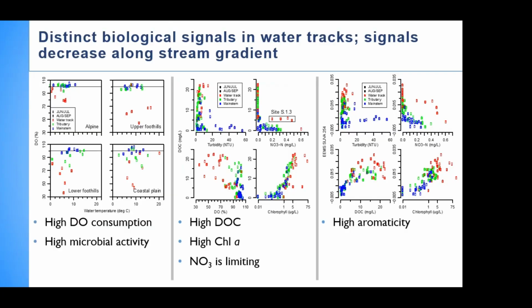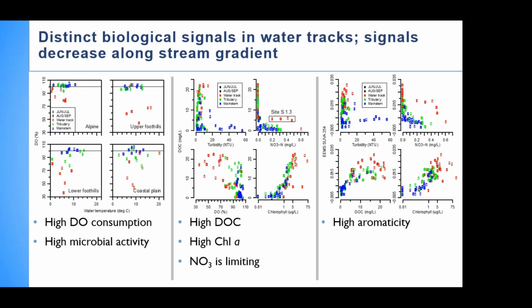There were distinct biological signals in the water tracks. There were signals that decreased along the stream gradient. Here on the left panel, you have dissolved oxygen in percent. All the sites were saturated at about 100%, but the water tracks were not. The water tracks are in red and indicated that there was high consumption of oxygen and likely high microbial activity. Also in the water tracks, there was high DOC, correlated with high chlorophyll, and nitrate was limiting.